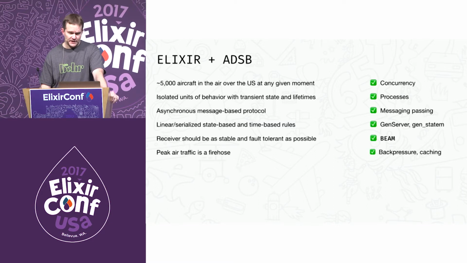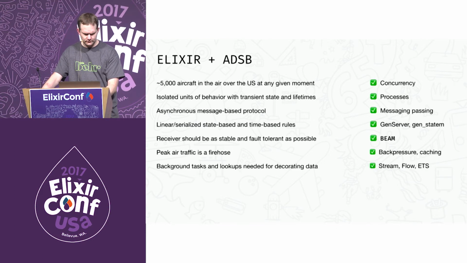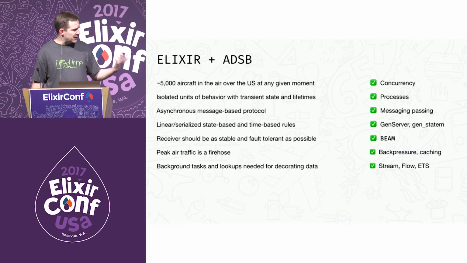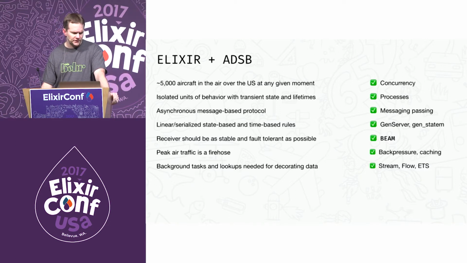And peak air traffic can be like a fire hose. When I first wrote this application, I just let the traffic go straight through to my web browser, and it didn't work. We have things like GenStage for back pressure, and we also have ETS. We can do a lot of caching with that. There's a lot of value you can add. You can decorate the data with things that you use, like this address I was telling you about that's unique. You can use that to look up things like the aircraft's registration, and then from there you can figure out who owns it, and it gets kind of creepy. But we have things like Stream and Flow and ETS that are great for that.